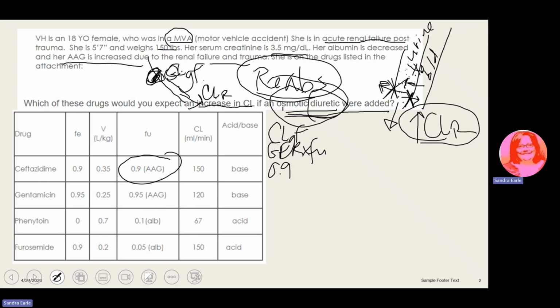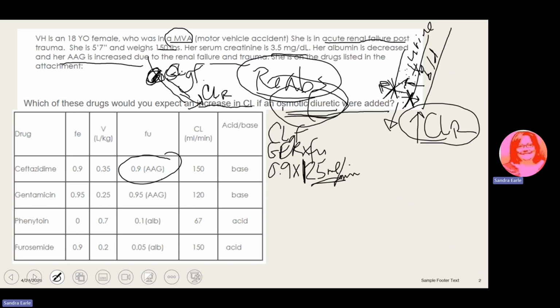So let's see. First of all, our clearance is in mils per minute. Okay, so we're good. So we're going to do this in mils per minute. Normal GFR is 125 mils per minute. Now, that is on your calculations sheet, on your equation sheet. So you don't have to memorize that, but that's a normal GFR, which is just like your creatinine clearance. Normally is 125 mils per minute.